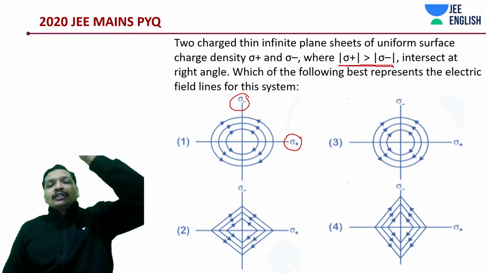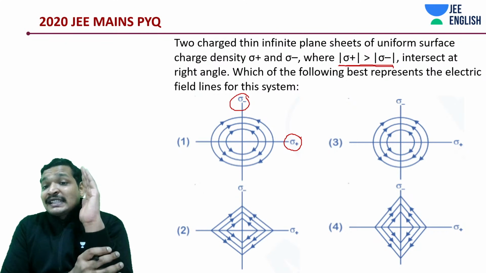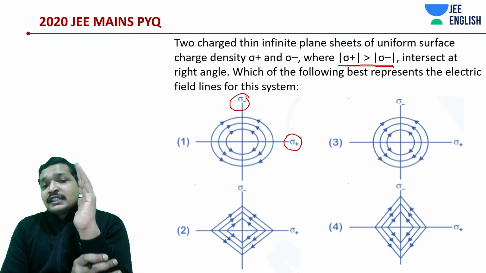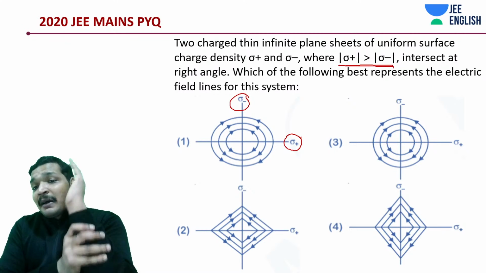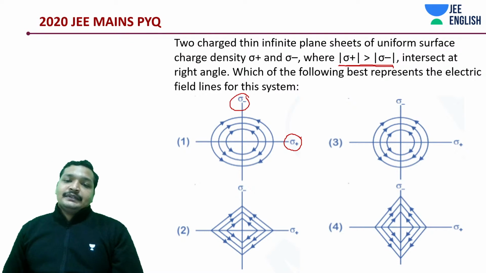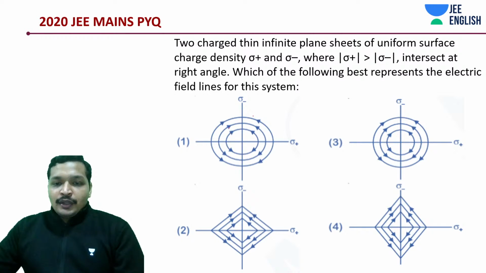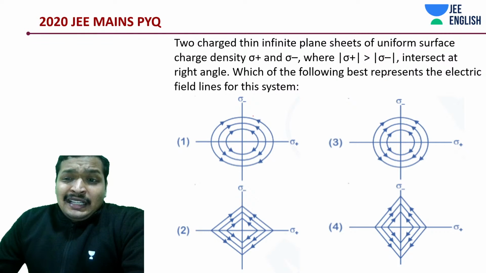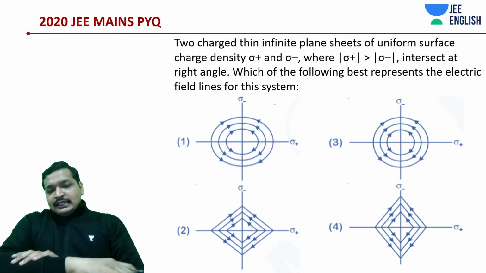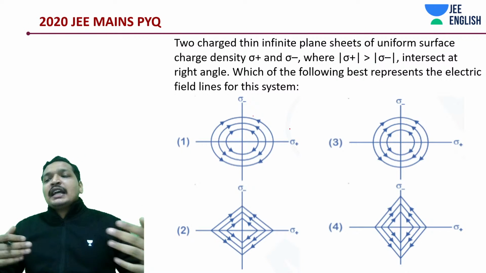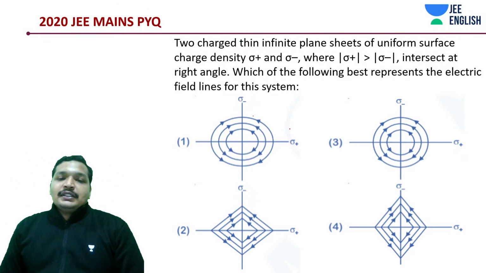Basically it is saying that along the y-axis sigma minus has been kept, which has less magnitude of surface charge density. Less magnitude of surface charge density means less magnitude of electric field. Okay. Next, and they intersect at right angle, and as you understood, this is sigma plus on the x-axis. Now the question is, among this, which has to be the right answer? Try to just guess from the given option.